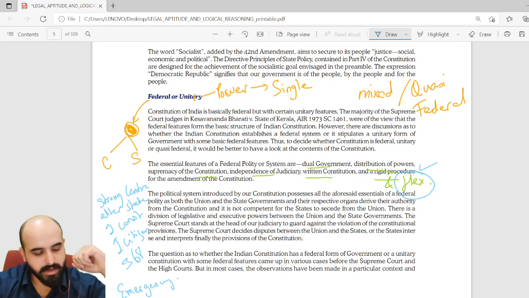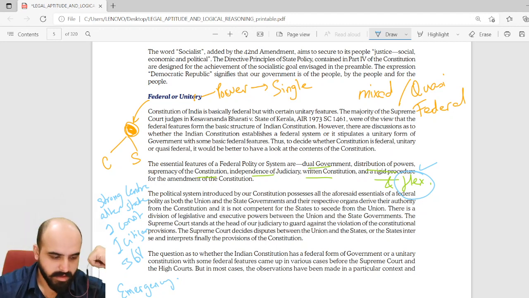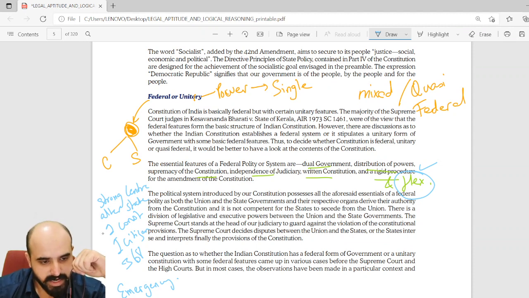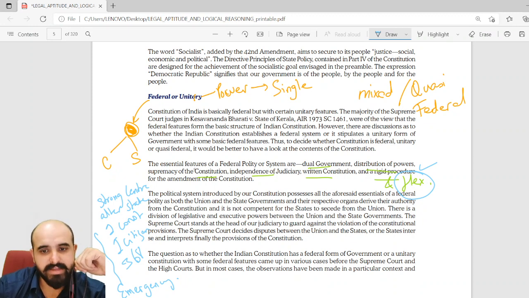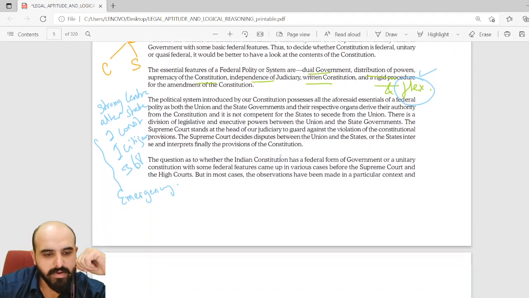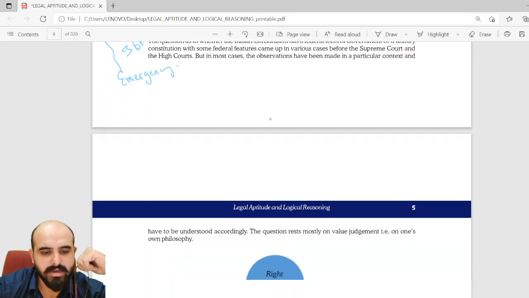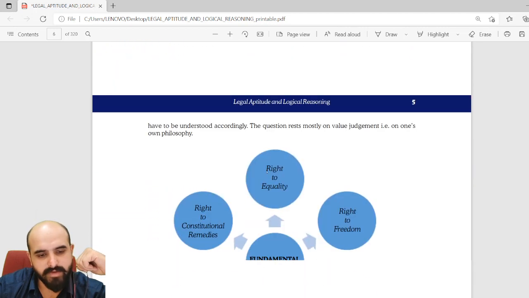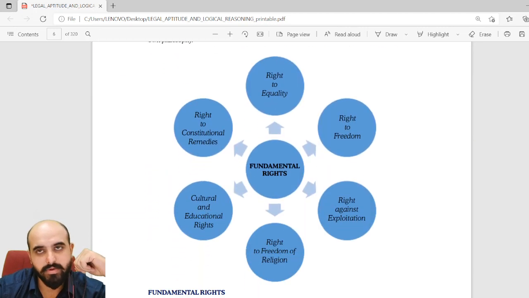Okay, so this is the basic difference between federal and unitary. I told you what are the features that India has, these are the unitary features that make it quasi-federal. Alright, now guys, we are moving ahead to the crucial portion, that is fundamental rights.